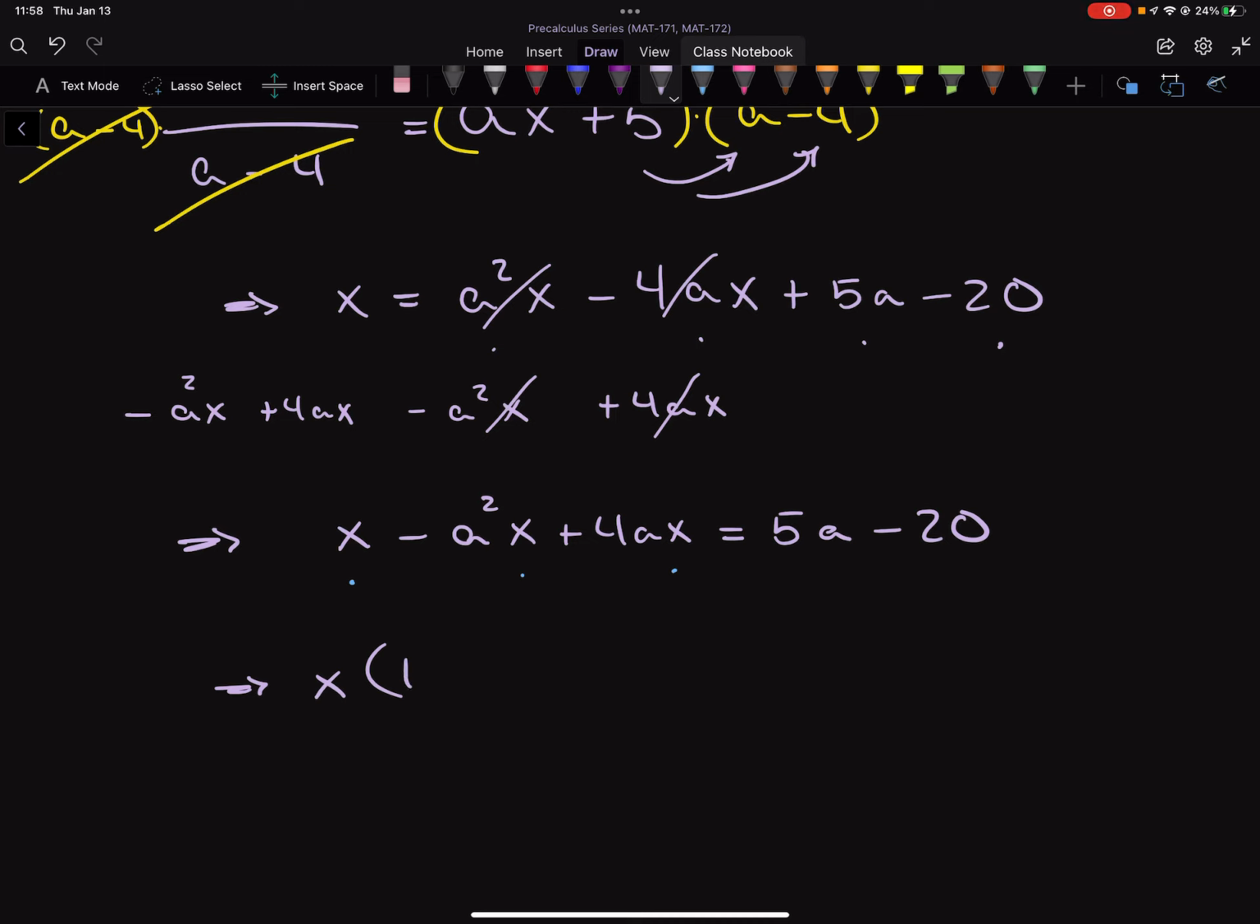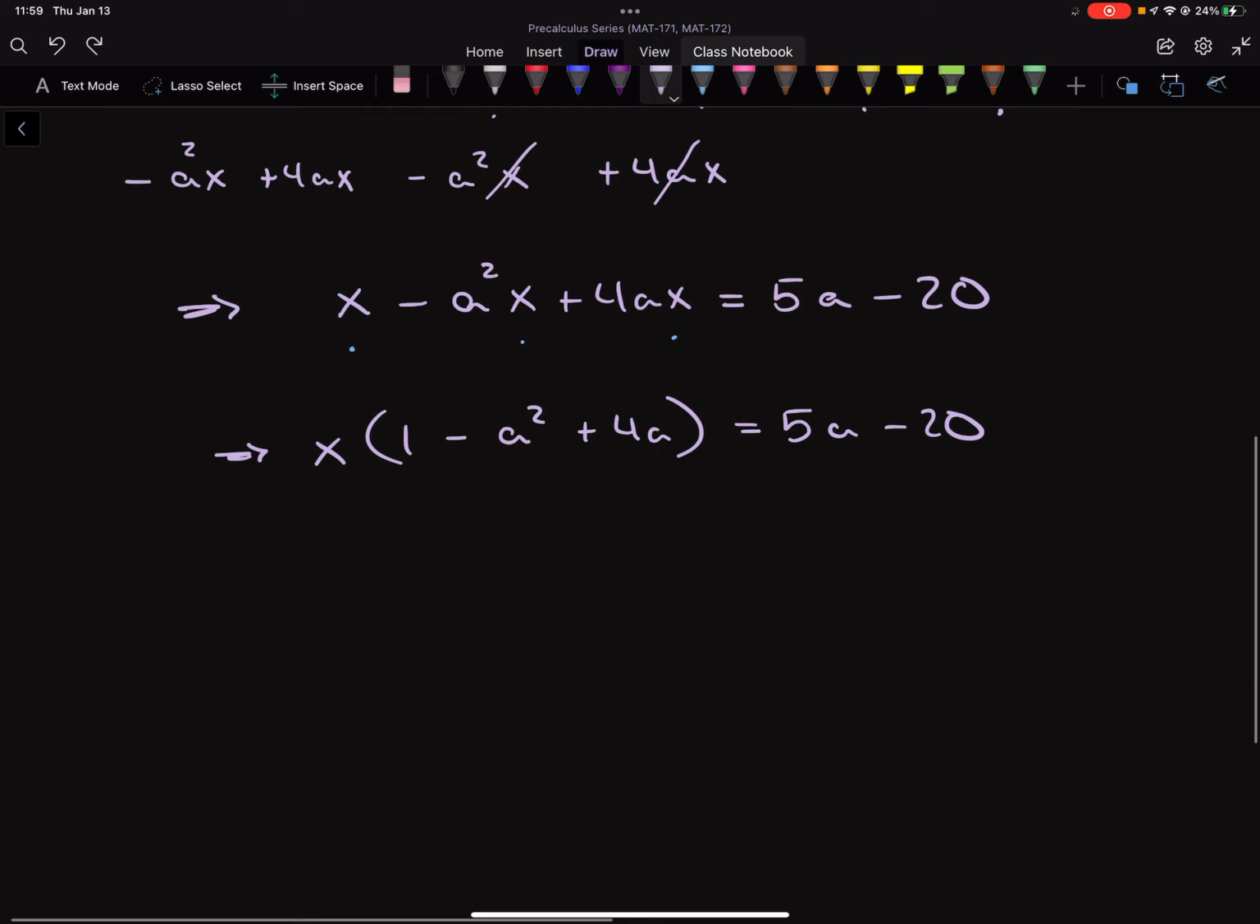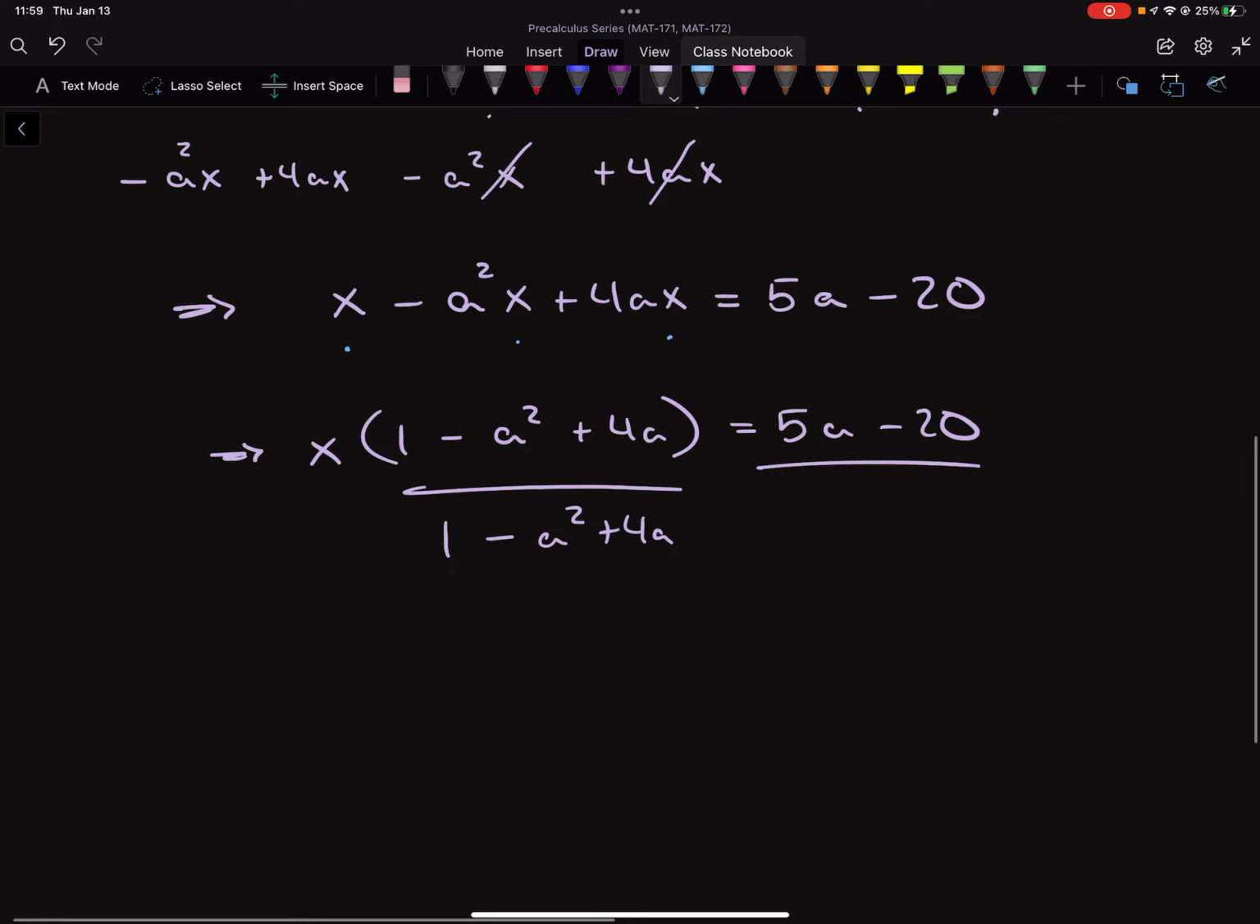We have a 1 minus a squared plus 4a. And again, you know you factored this out correctly if you can multiply your x back through, and it ends up being what you started off with. Okay, so now at this point we need to get the x completely by itself, so we're going to divide both sides by 1 minus a squared plus 4a. All right, 1 minus a squared plus 4a.